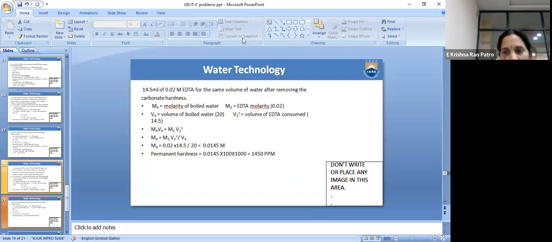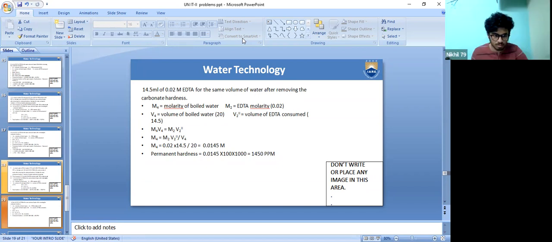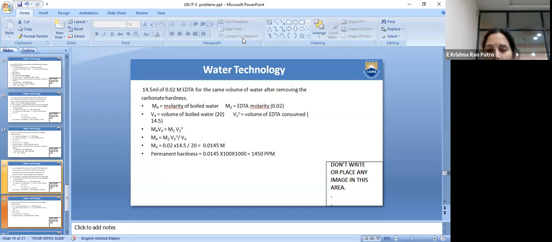Understood, everybody? They will give you the volume of EDTA. They will give you the molarity of EDTA. They will give you how much sample of water we are taking. You have to find out total hardness and permanent hardness. Total hardness formula: M3V3 is equal to M2V2 dash. M3 is equal to M2V2 dash by V3.